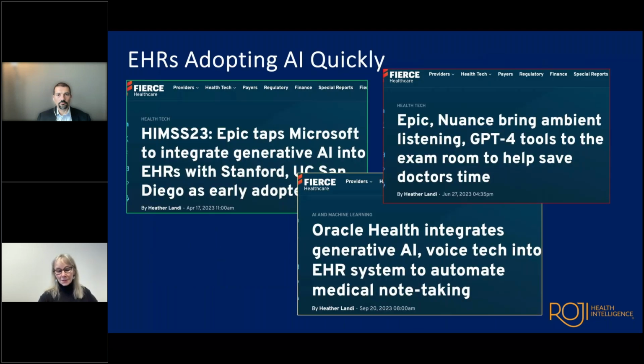Just a couple recent articles about AI advancement. You've got it moving heavily into the EHRs right now. Epic in particular, just an article out today of collaborations that they're doing with various AI companies, way beyond Nuance, but moving into generative AI.